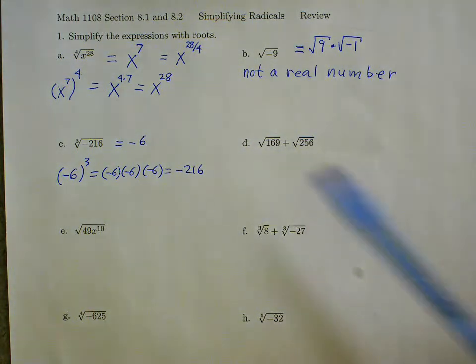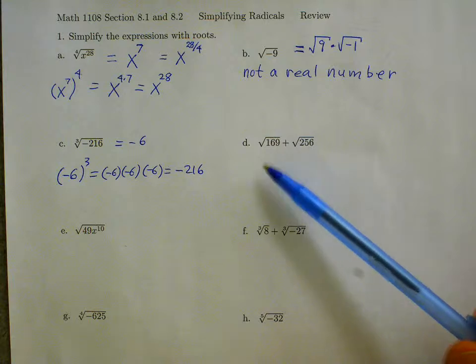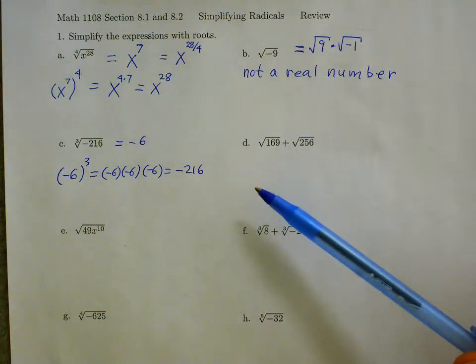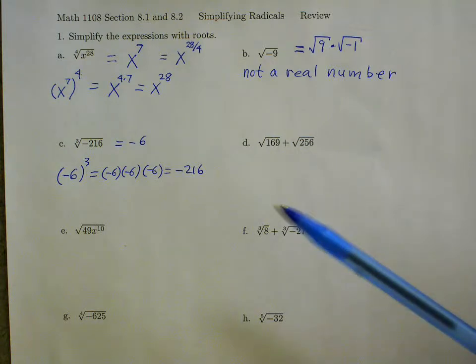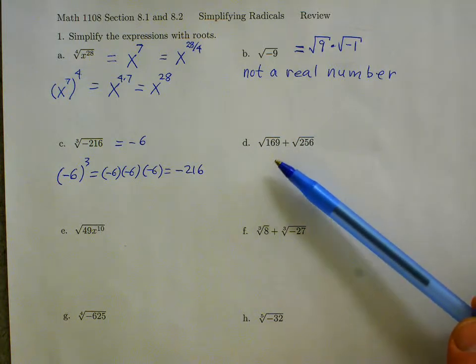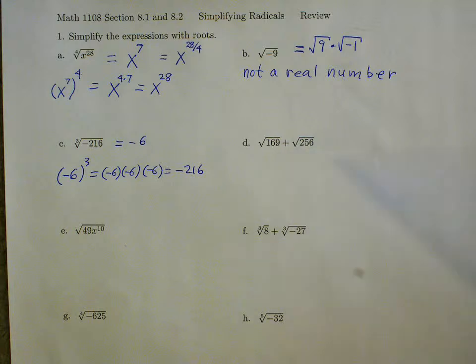Okay, part D. So if you've already answered a question, then let someone else answer. Simplify the square root of 169 plus the square root of 256. So someone who hasn't answered yet, type in your answer.